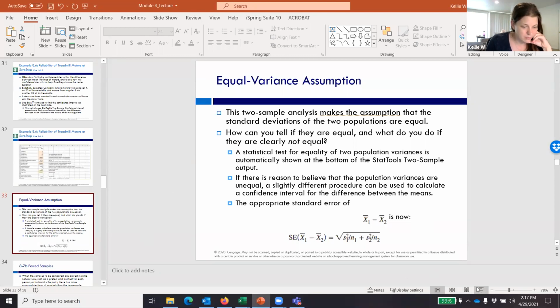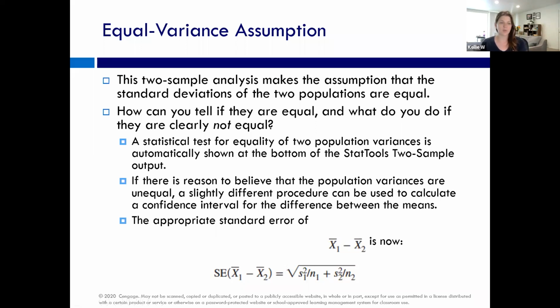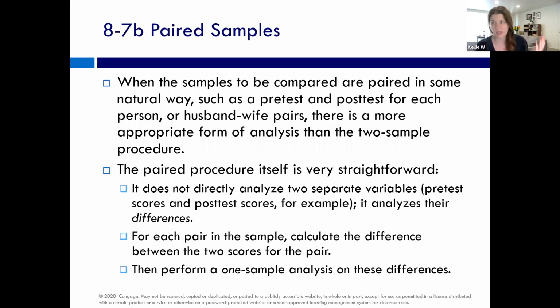Okay, another concept to cover. When you're comparing two populations, like in the analysis we just did, when you start out, you're assuming that the standard deviations of the larger populations as a whole are equal. But how do we tell if they are, and what do we do if they clearly are not? There is a test for that with StatTools, but we don't need to get into that level of detail in this course. So in your text, if you're reviewing it, you can gloss over this section. The only point here is that there are other ways to calculate confidence intervals for differences between the means of two populations if you think that the standard errors are wildly off between the two.